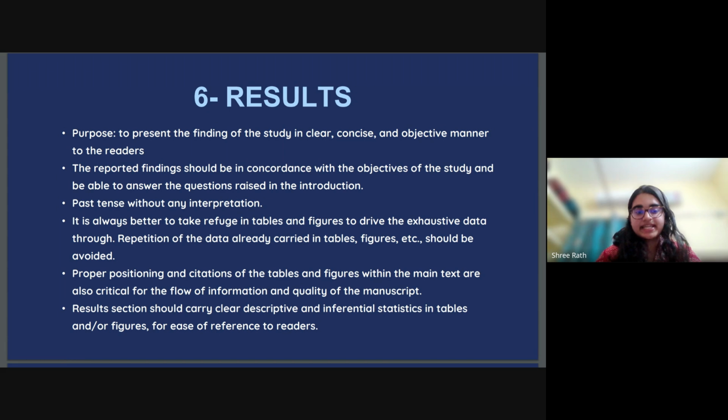Results should ideally be in past tense without any interpretation. So this was found. This prevalence was observed. This kind of association was seen. You do not want to state it in present tense. It's always past tense, and no interpretation. You do not want to justify your findings or why this number came to be in your results section.